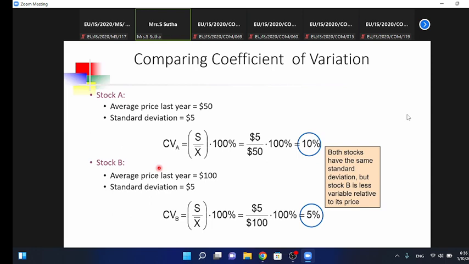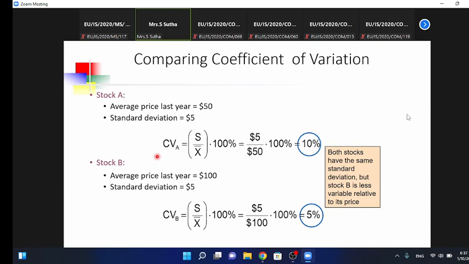Actually, to measure variation we use the standard deviation. But in this case, both standard deviations are the same and the units are also the same, both measured in dollars. So how can we compare the variations between the two? Which stock has more variation among the prices? How can we do it? In that case, we definitely have to apply the coefficient of variation.